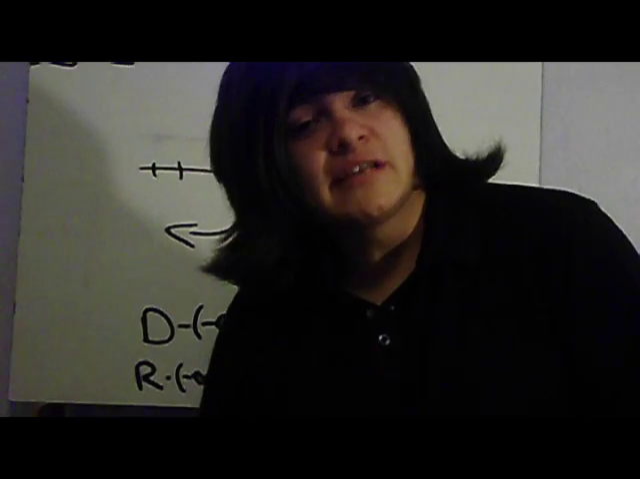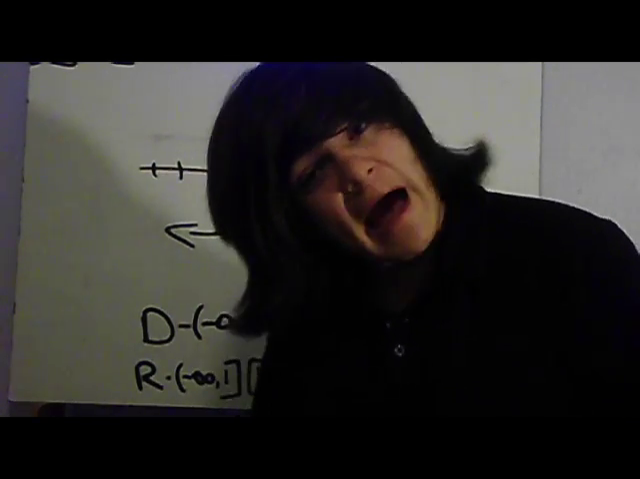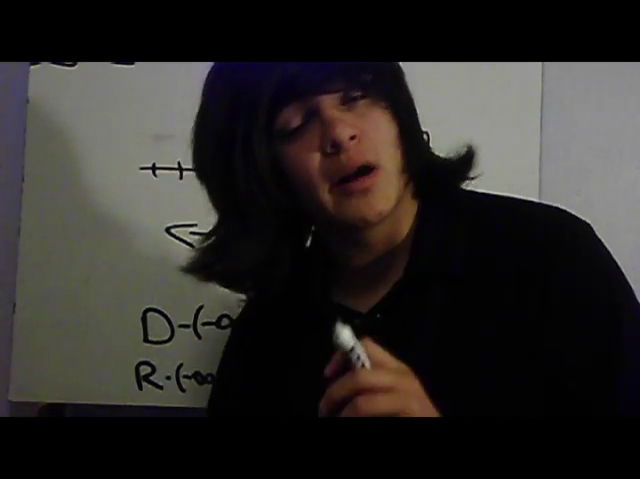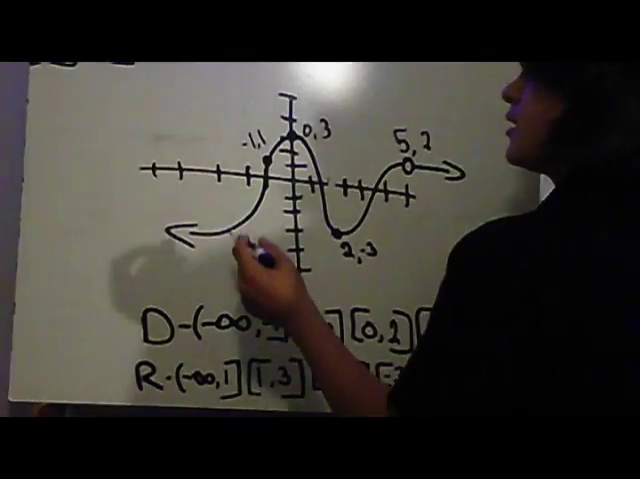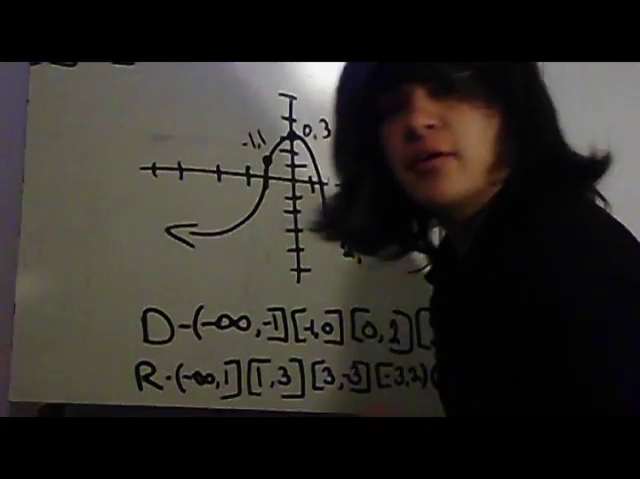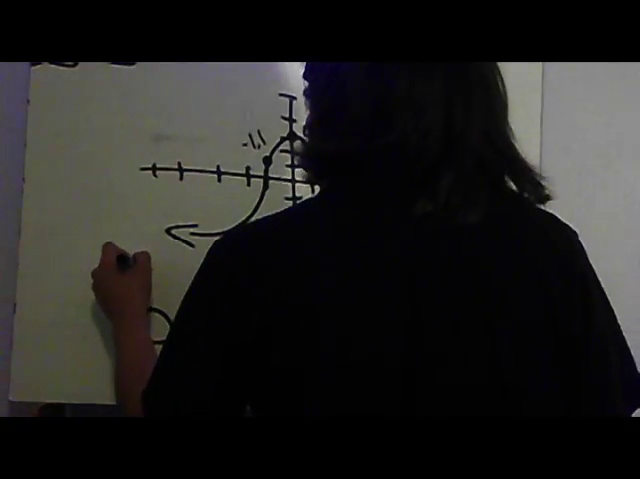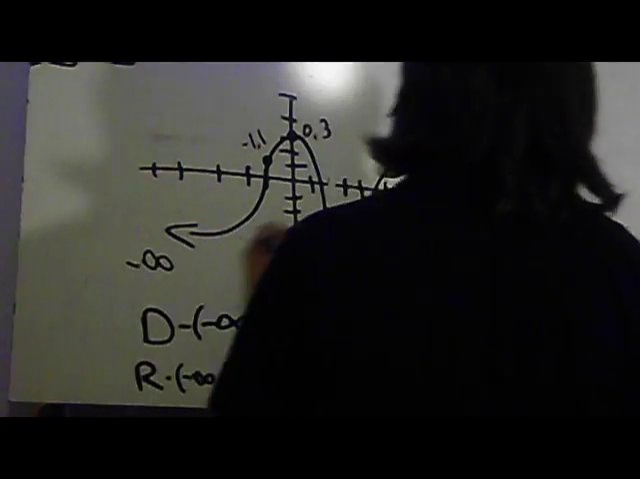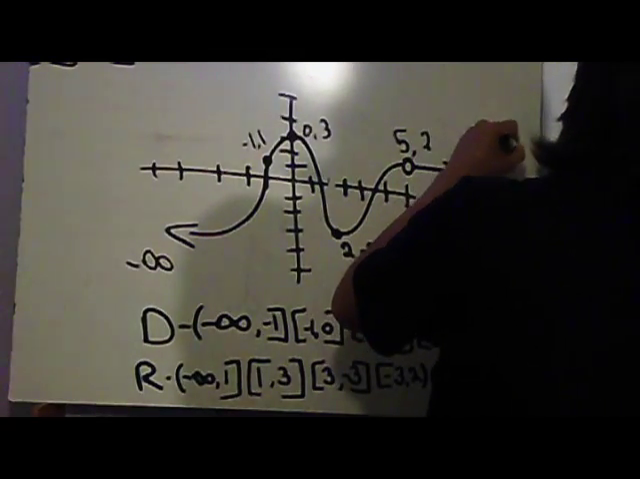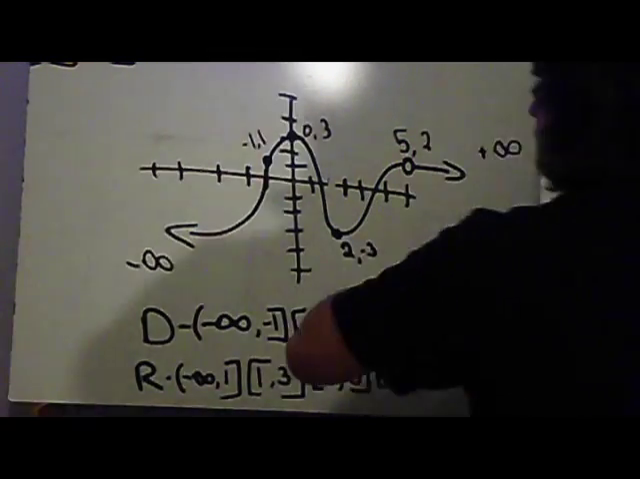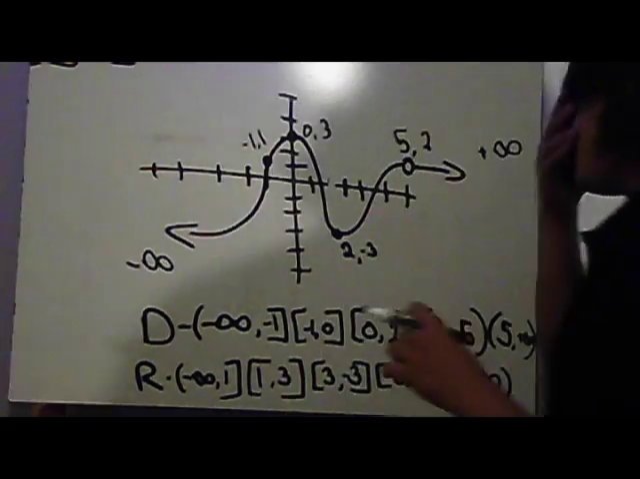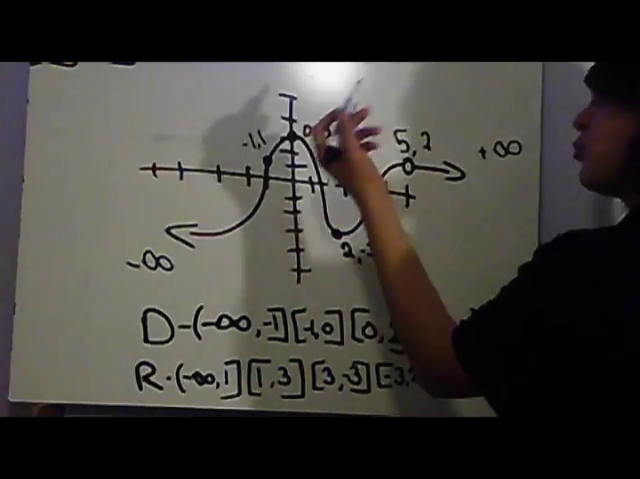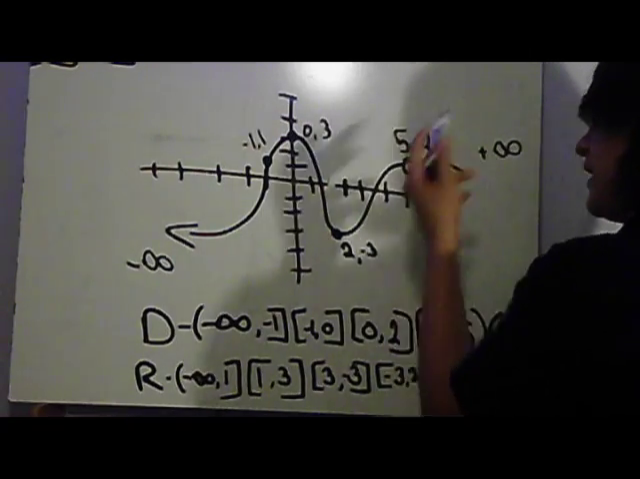Okay, so now for example 2, we have the exact same graph, but we're going to be introducing something new to it. Now we have the arrows which represent -infinity and positive infinity, because they're both going in infinity in the opposite directions of each other. Okay, so just like last time, we have -1, 1, 0, 3, 2, -3, and 5, 2.